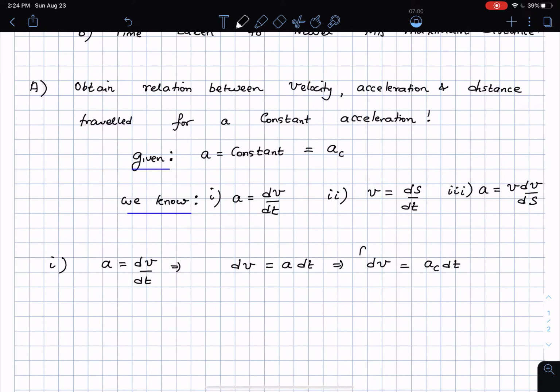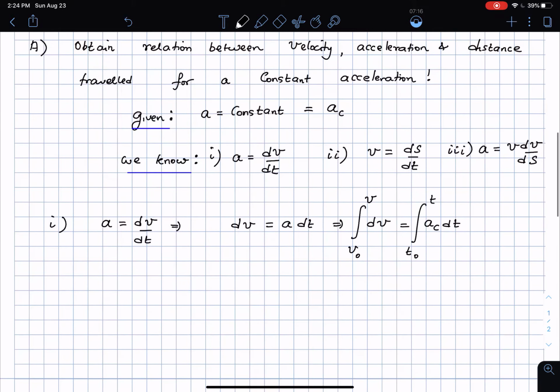I'm going to integrate from an initial velocity v0 to some velocity at some point in time v, which means that I'm going to integrate this side from an initial time t0 to some point in time t. Now, since ac is a constant, the integration is fairly straightforward, so I'm going to write down the result. This gives us one of the key results.